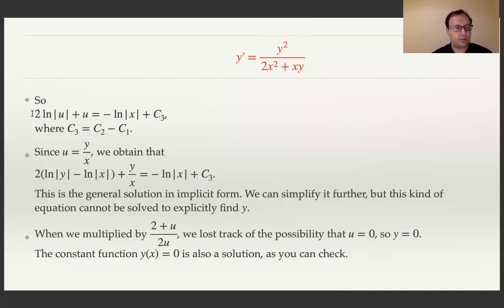So this is what we have. Twice natural log of absolute value of u plus u is minus natural log of absolute value of x plus a new constant, C3, which is the difference of the previous two constants. And now, since u was y over x, let's replace u by y over x in the equation. Then natural log of absolute value of u will be natural log of absolute value of y over absolute value of x, which will be the same as natural log of absolute value of y minus natural log of absolute value of x. So 2 times that plus y over x is equal to minus natural log of absolute value of x plus a constant. And this is the general solution of the equation in implicit form.